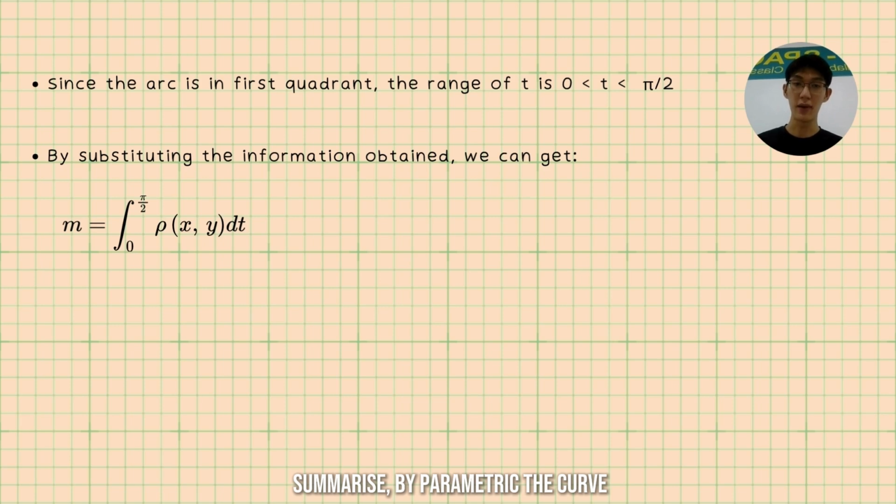To summarize, by parametrizing the curve, computing ds and integrating the density function over the arc, we can calculate the total mass of a wire along the arc of a circle.